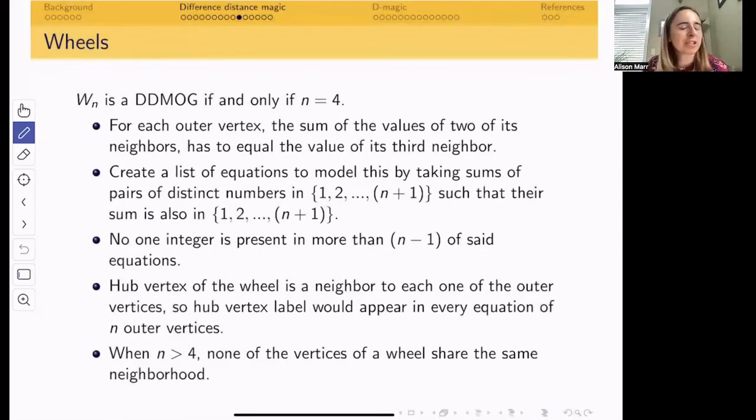Another thing that my students looked at this summer was the wheels, and we can only do those if n is equal to 4. So you've seen those wheels. Those are the only wheels that work. In this case, Wn for us stands for n vertices on the exterior with a vertex in the center, so a total of n plus 1 vertices. And if you're thinking about this graph, on the exterior, those vertices all have 3 edges. So the sum of the values of 2 of its neighbors has to equal the value of its third neighbor, depending on how you orient the edges on that exterior.